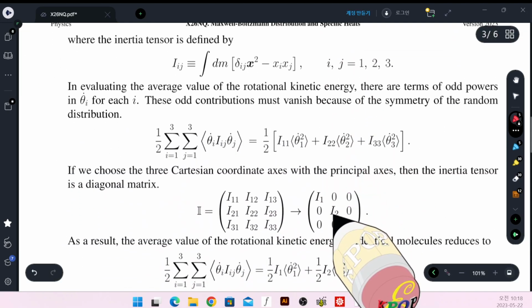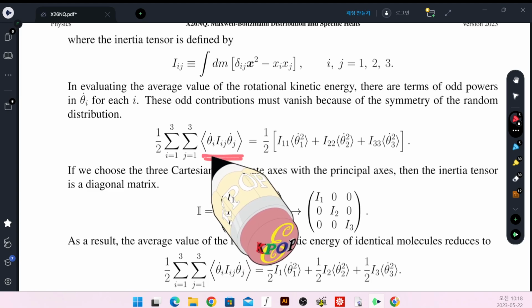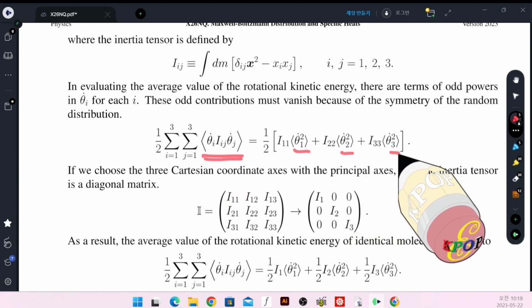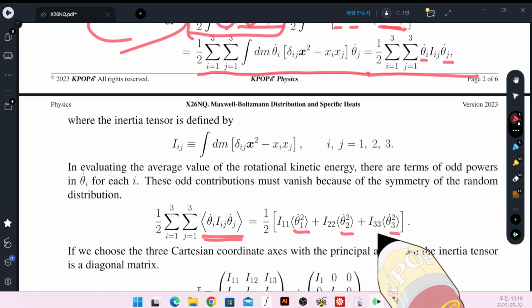In addition, even if we do not make use of the principal axis, once we average over the angular velocity with the n particles in an n-particle system, as in a gas, the average will give only squared terms. The corresponding coefficients are called I11, I22, and I33.